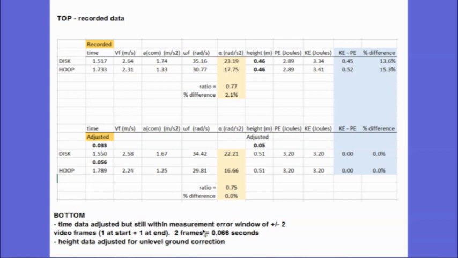So here we go. Within my time error window of 0.066 seconds, I've adjusted both of these to less than that, and my new height. And you can see I get a perfect agreement between potential and kinetic energy and the perfect value for the ratio of the alphas. How did I come up with these numbers? Well, I just messed around with them until I saw these go to 0, and then I checked to make sure they were within my error window. Ta-da!